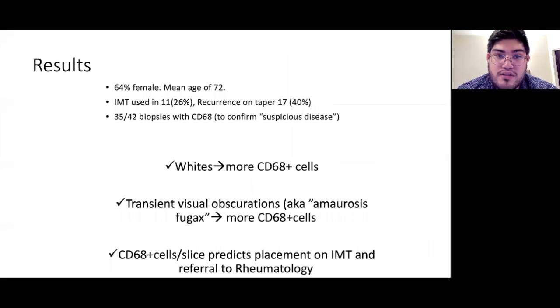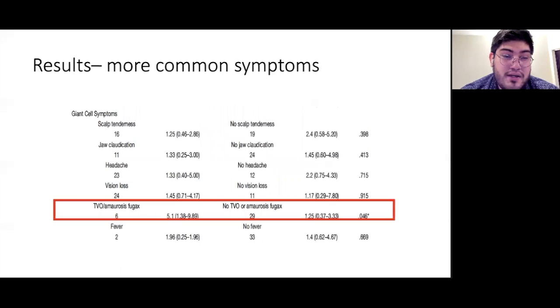And here are the results, just summarizing them a little bit. Caucasian people were more likely to have CD68 positive cells. Patients that had transient visual obscurations like amaurosis fugax had more CD68 positive cells. CD68 positive cells per slice predicted the placement of immunomodulatory therapy and the referral to rheumatology. So this is a very helpful thing to look at. And here's some more results with the symptoms that are common, and amaurosis fugax was one of the most significant ones.